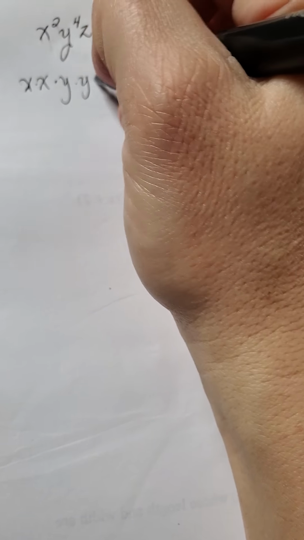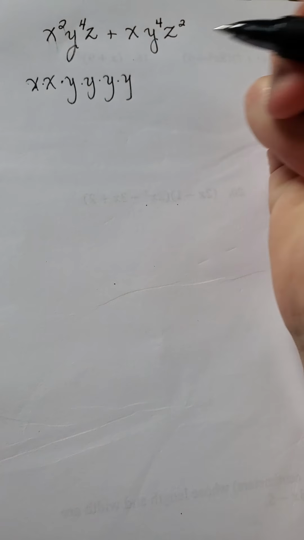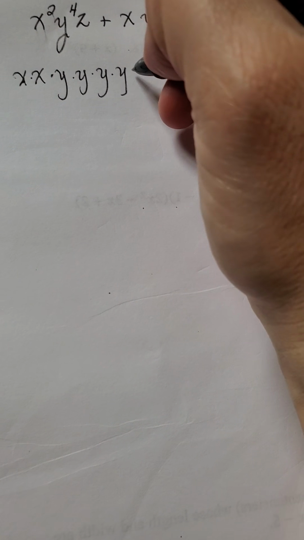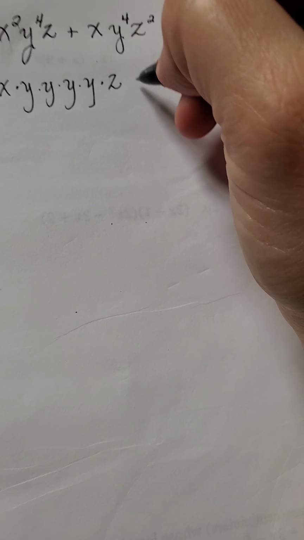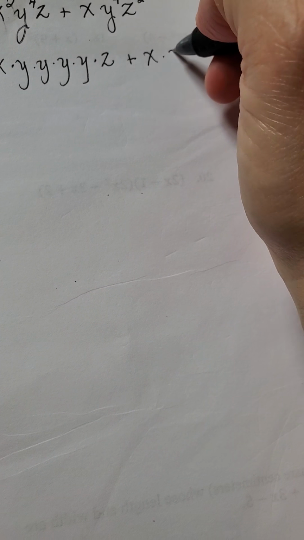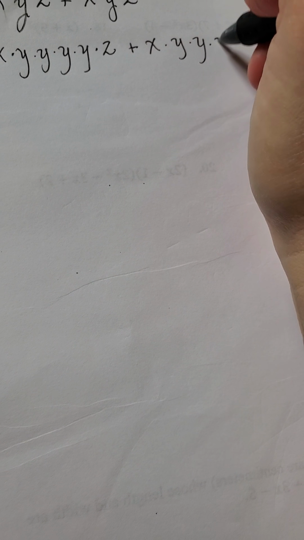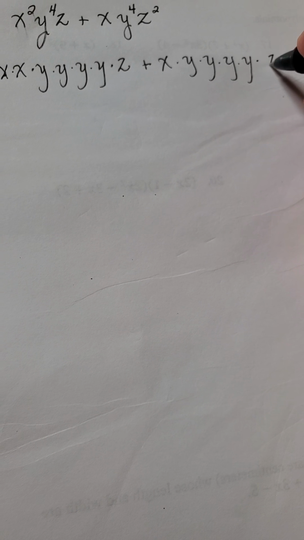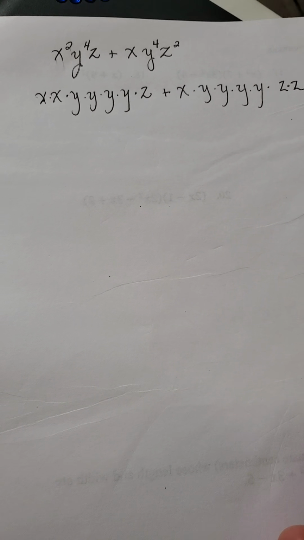And y to the fourth means y times y times y times y, 4 times. And we have one z there, so it's times z. Okay, then the next part would be plus 1 x, 4 y's again, 1, 2, 3, 4, and 2 z's. Okay, so now we want to look and see how many they have in common on each part of it.